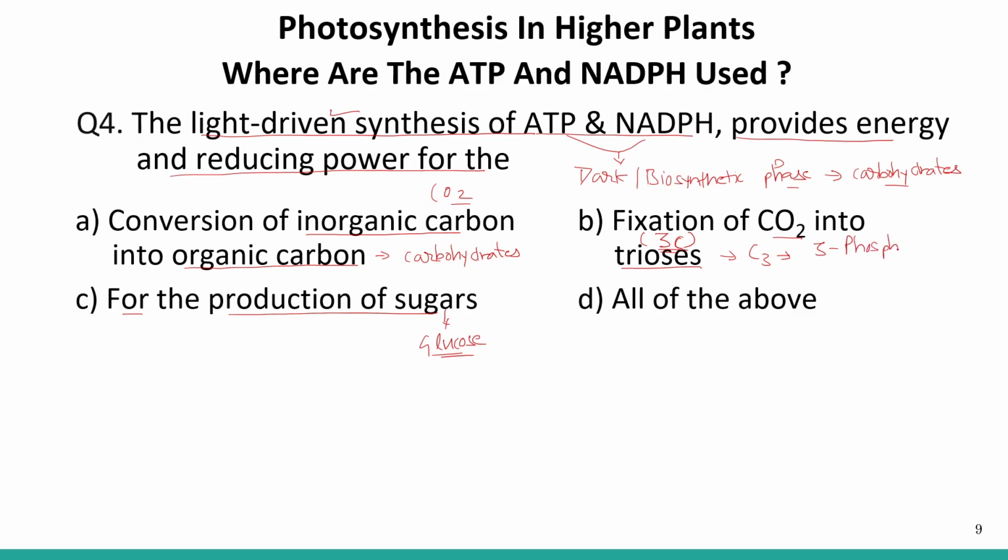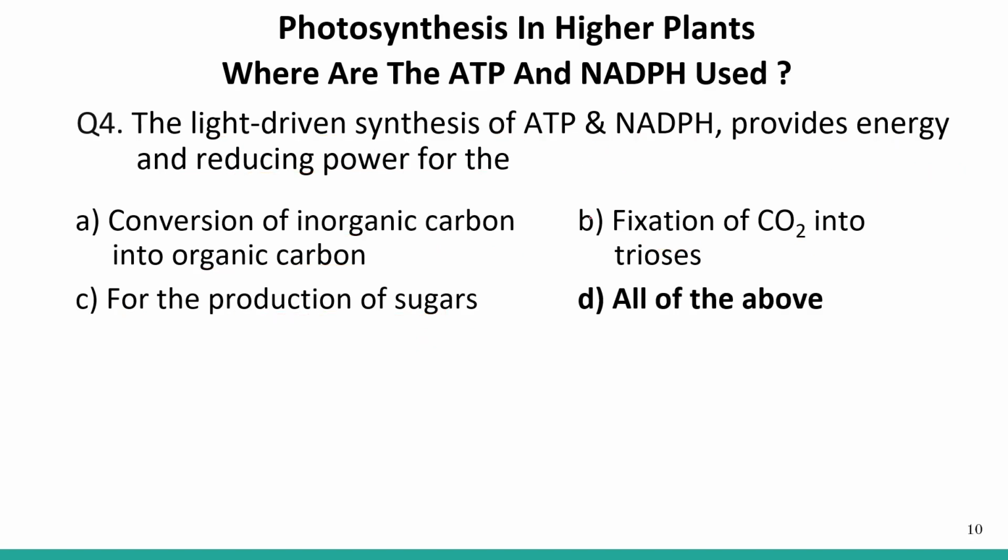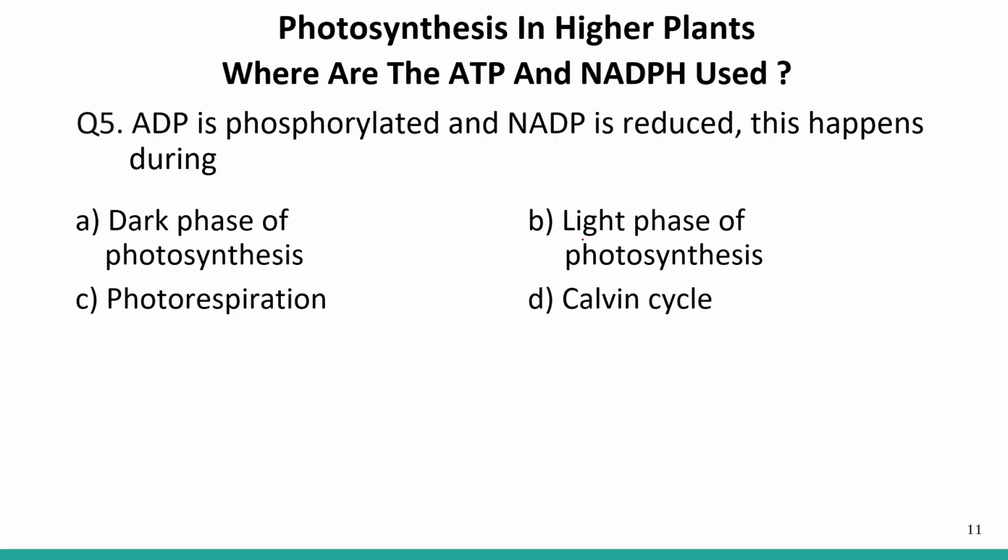3-phosphoglyceric acid is formed as the first stable product. That's why it is known as the C3 cycle. Okay, so what should be the answer here? All of the above. Light-driven synthesis of ATP and NADPH provides energy and reducing power for all of these. Alright, now let's move on to the next question.